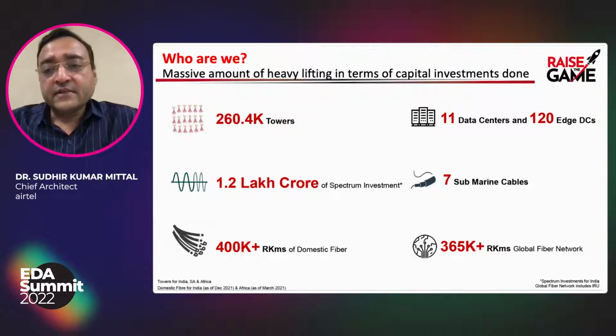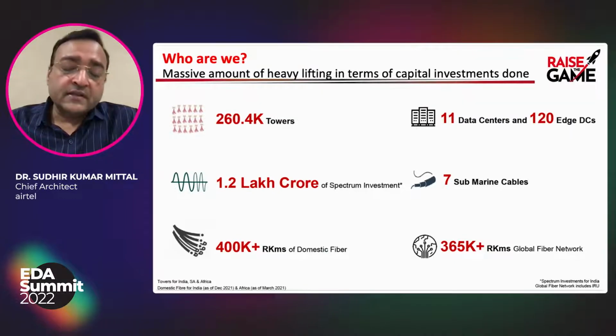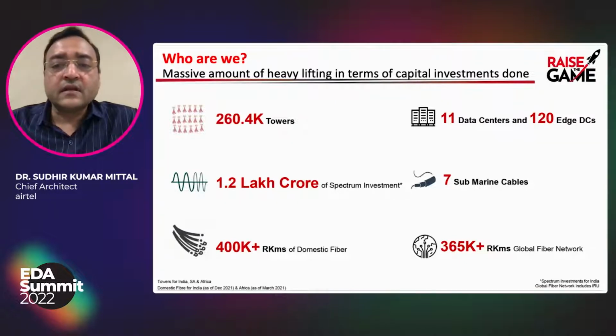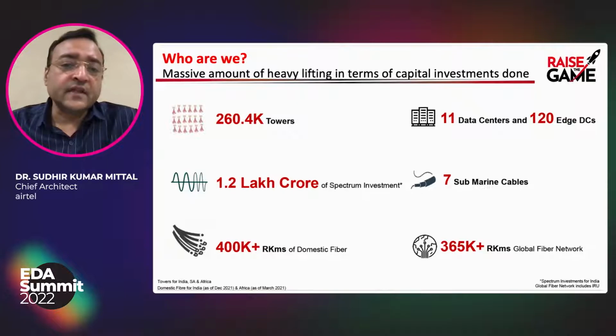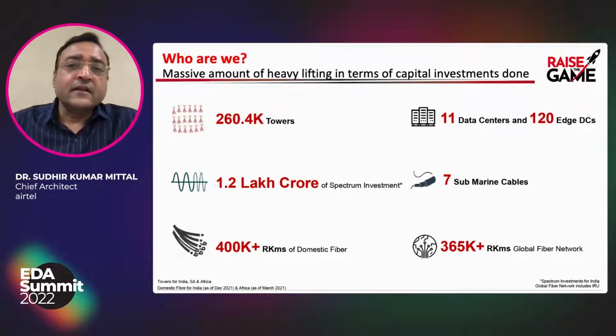We are also in the submarine cable business, where we have 7 submarine cables covering huge distances across continents, across countries. We have also 11 data centers and 120 edge data centers. That's the volume we are talking about. So a huge investment has been made. Accordingly, a huge network has been established, and there are huge scale operations.